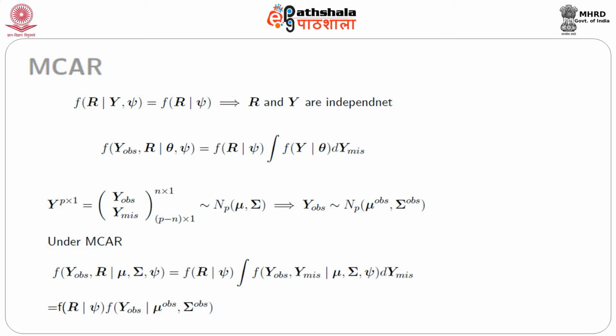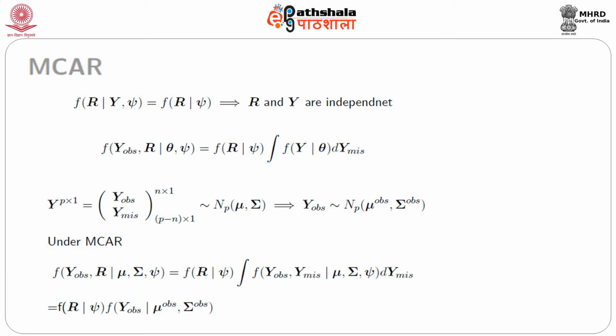It is free of y and integral f of y given theta, and here this y means the complete observations, all observations. So that is y observed, y miss, dy miss. Now what happens? Let us take an example.